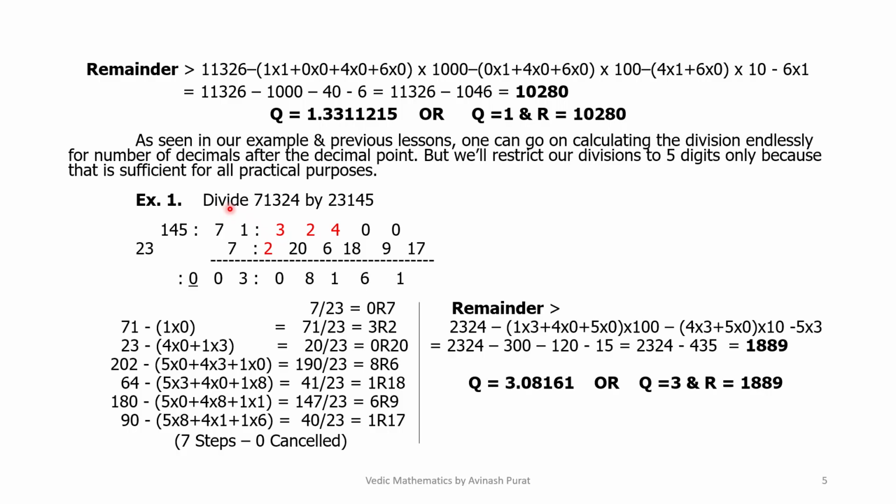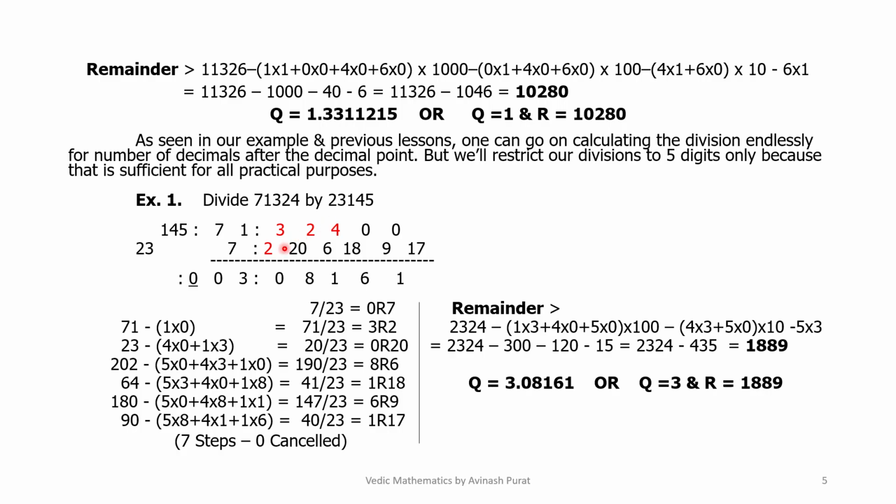Example 1. Divide 71324 by 23145. Now we take the first two digits of the divisor for 23, and 145 is the remaining digits. So Dhvajank is 3 digits. 71 is taken before the decimal point, and 324, 3 digits equal to the number of Dhvajank digits, is taken after the decimal point.